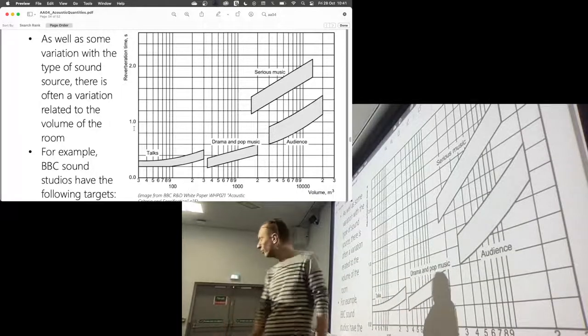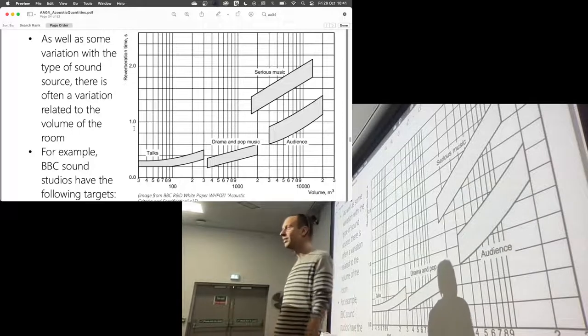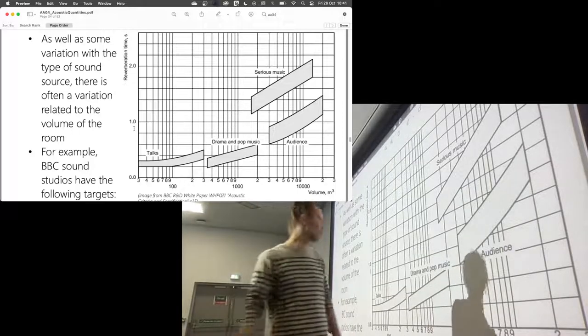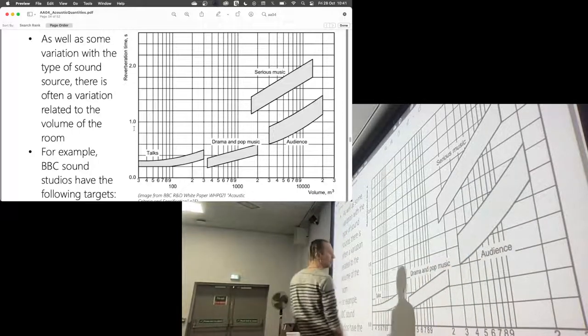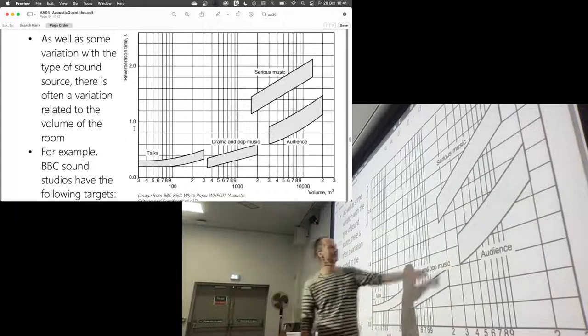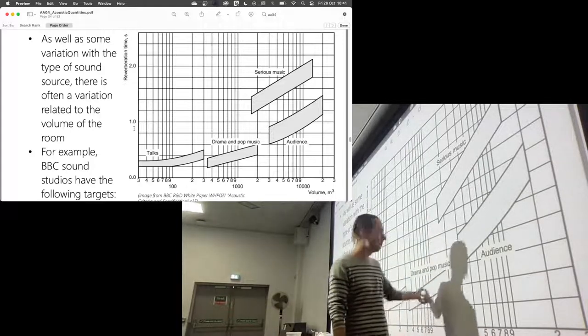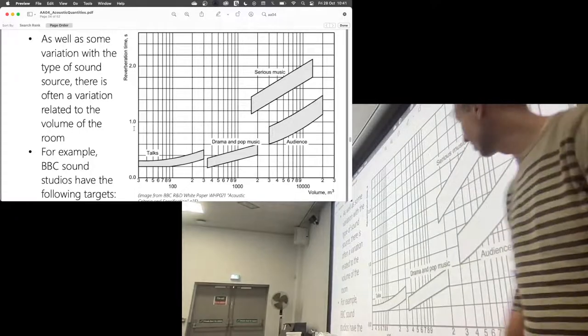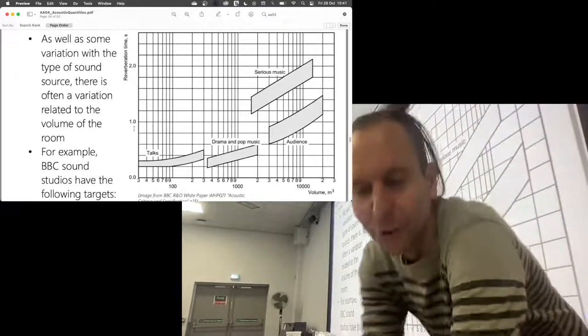You can just lie flat on the floor, you know your height, and then see how many times you fit. It's not really crucial, but just that you have an idea, this is the kind of size room, bang in the middle, right? Not sufficient for serious music, obviously, but drama, pop music.